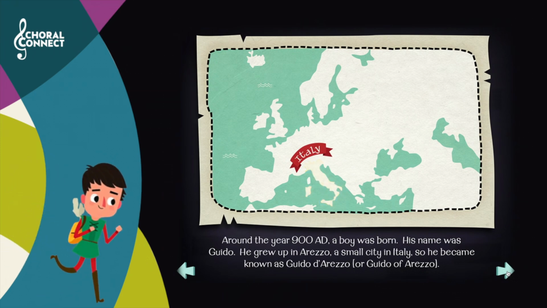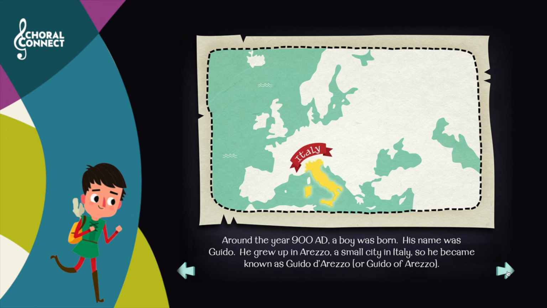Around the year 900 AD, a boy was born. His name was Guido. He grew up in Arezzo, a small city in Italy, so he became known as Guido d'Arezzo, or Guido of Arezzo.